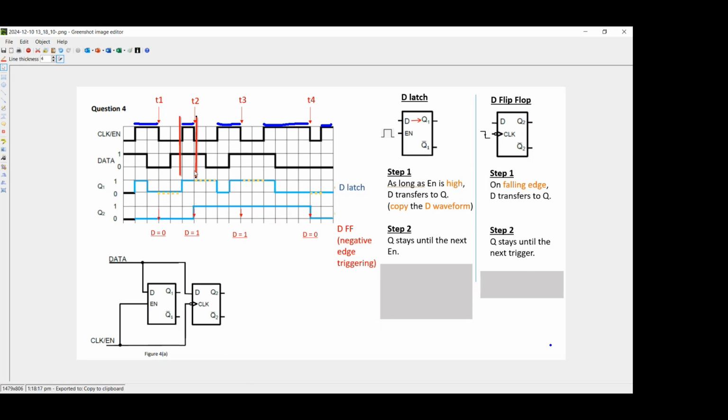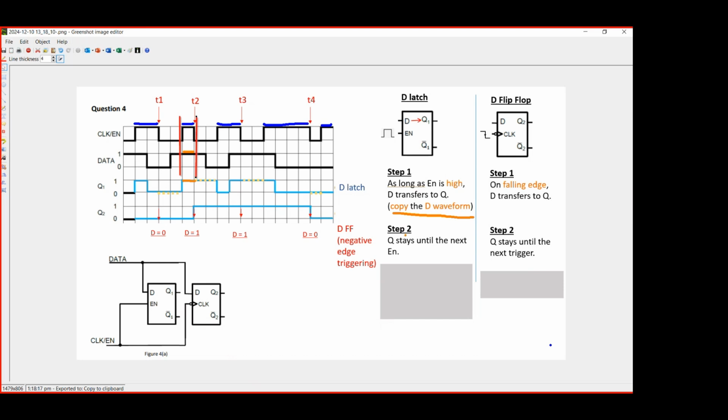Can you tell me D is what? The waveform is what? High or low? High, right? So during this duration, it's high. The waveform is basically high all the way during this duration when enable is high. So that is step one. You copy the D waveform.